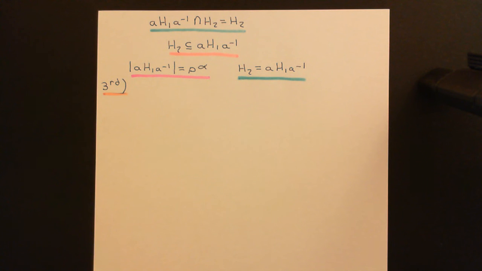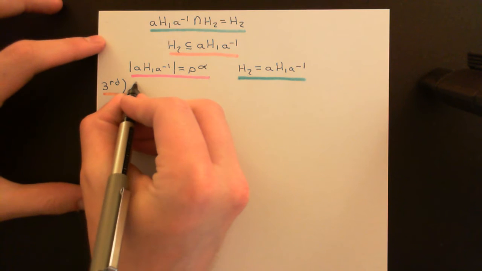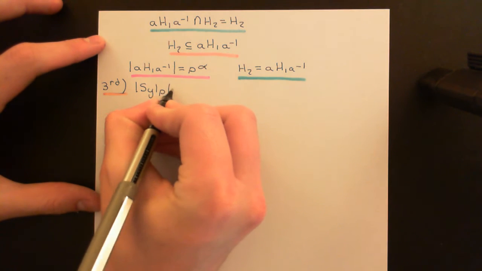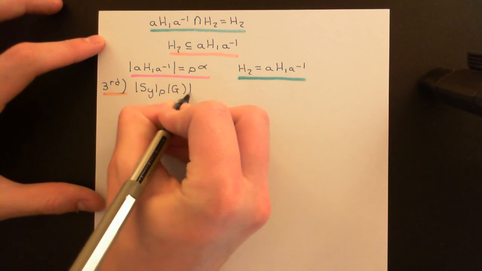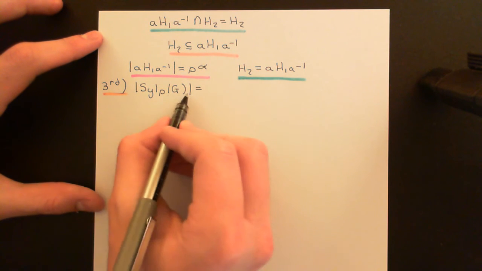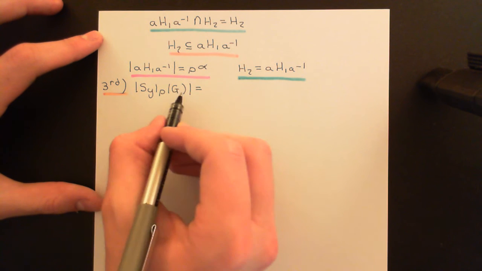Okay, so the third Sylow theorem is absolutely all about asking the question, how many Sylow p subgroups are there in a group capital G? I.e., what is the order of this set of all Sylow p subgroups in the group capital G? Okay, and the first thing we'll do is we'll just give a shorter symbol to mean this thing here.